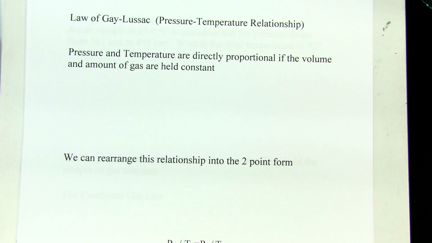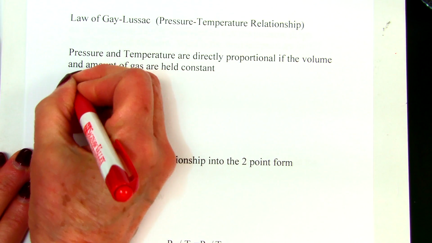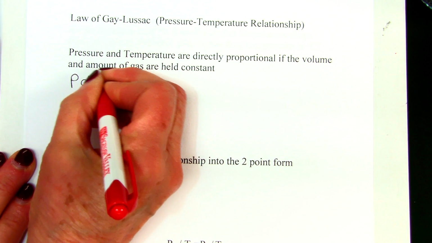Now let's look at the last of the 3 small gas laws. And this is the French scientist, the law of Gay-Lussac, hyphenated name, and this is the pressure-temperature relationship. Pressure and temperature are directly proportional if we hold the volume and the amount of gas constant. So we can say pressure is proportional to temperature.